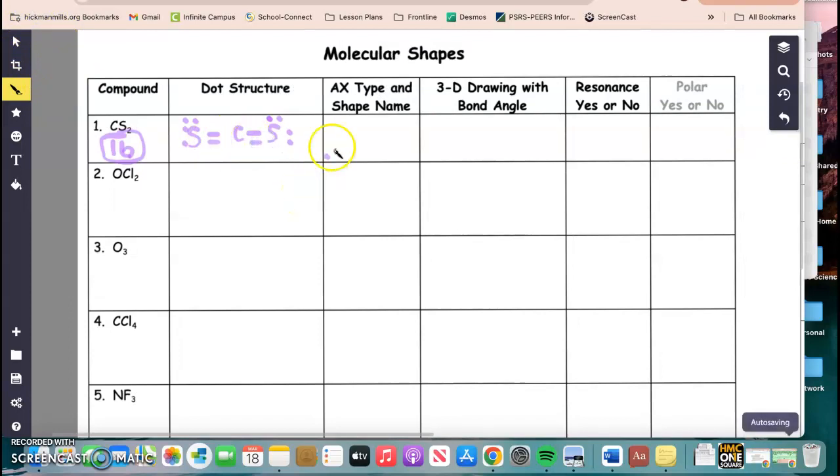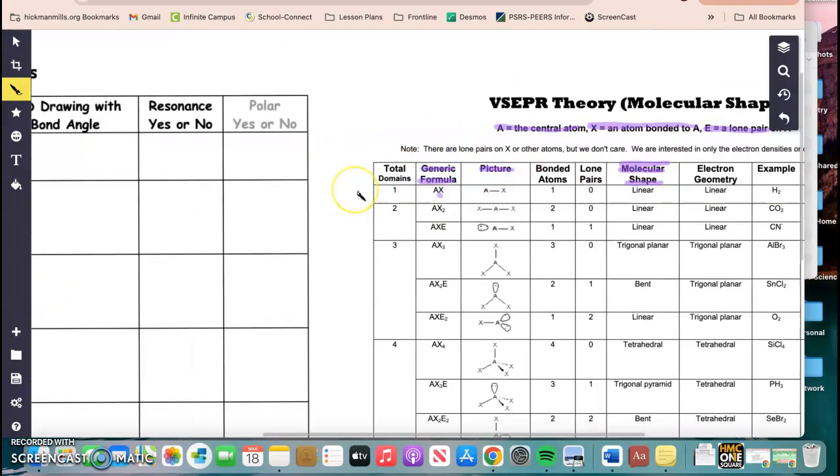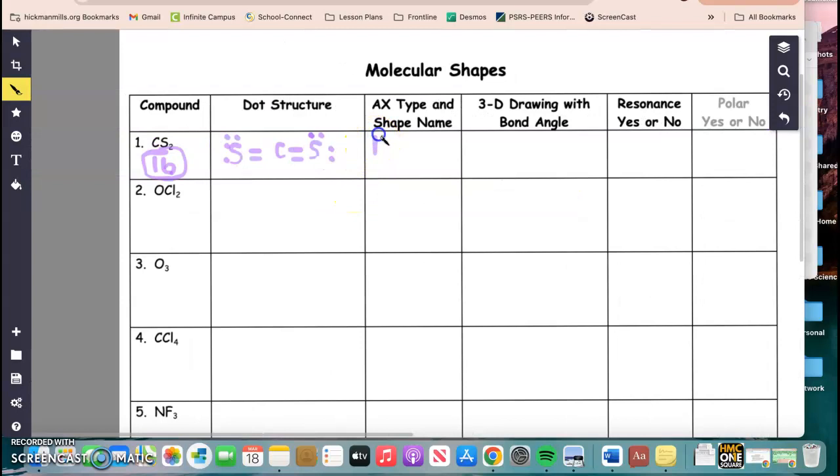Okay, so A will always be our central atom for determining what is known as our AX type, or over here, the generic formula. So we always have an A. From there, we have to determine, do we have any X's or any E's? X is how many other atoms are bonded to the central atom. In this case, we have 2 X's, so AX2. And we have no lone pairs on the central atom. A lone pair would just be 2 electrons on that central atom, which we don't have.